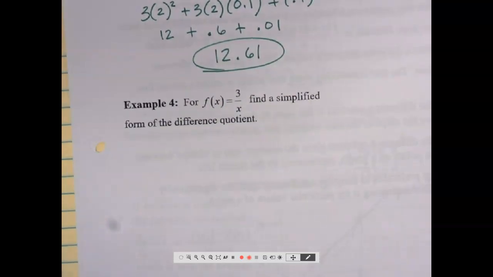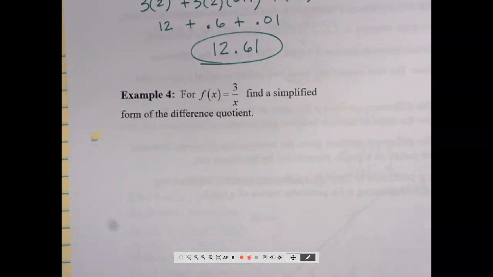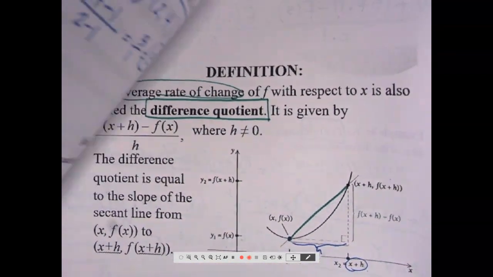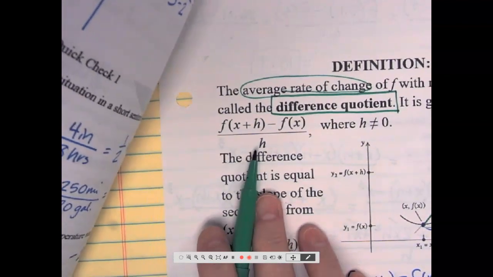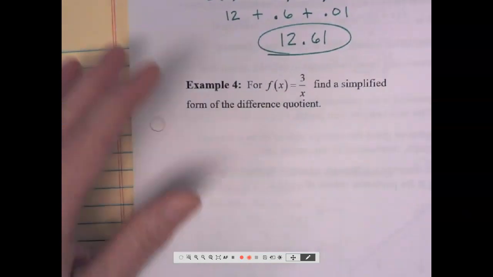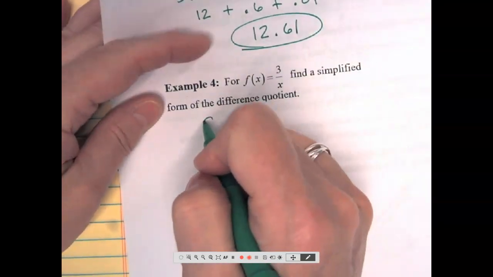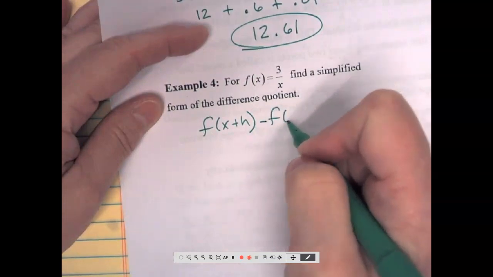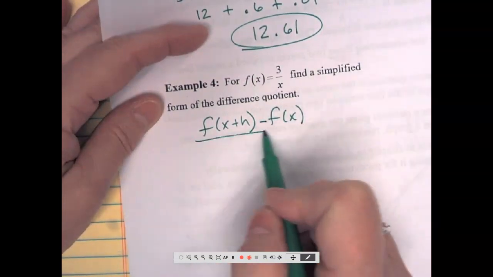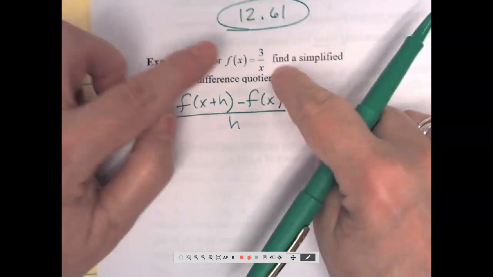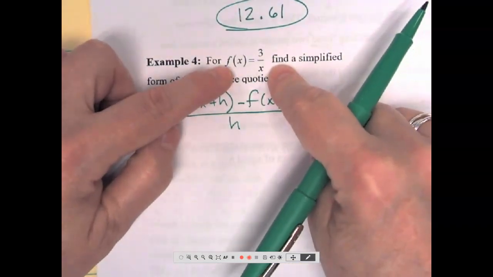For f of x equals 3 over x, find a simplified form of the difference quotient. Okay, so let's write down this thing here. That's our formula for difference quotient: f of x plus h minus f of x all over h. That's what we want to do. But this is our function.